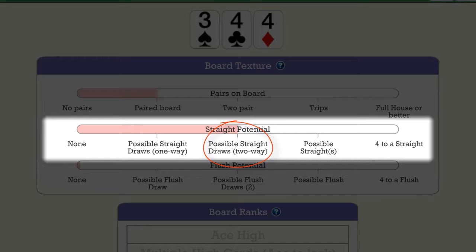open-ended straight draw. This would also include a double gut shot straight draw. If the bar is in this position, it's possible for someone to already have made a straight. And this last position is the most dangerous of all, 4 to a straight on the board. Any hand less than a straight isn't very valuable anymore at this point.